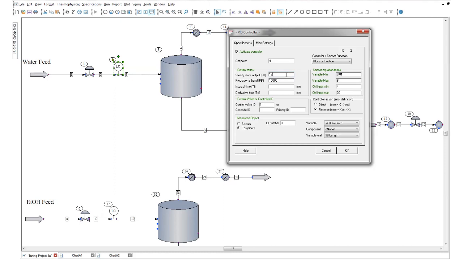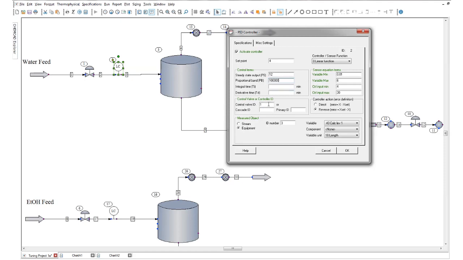And recall, when we want to tune our valve, we want to set our gain to be 0 so that we can determine what that ultimate gain would be. Well, proportional band is equal to 100 divided by that gain. Well, 100 divided by 0 is infinity. So my proportional band, I can't write in infinity in this box. So I'm going to set it at a very large number, 10,000. We can even go to 100,000.